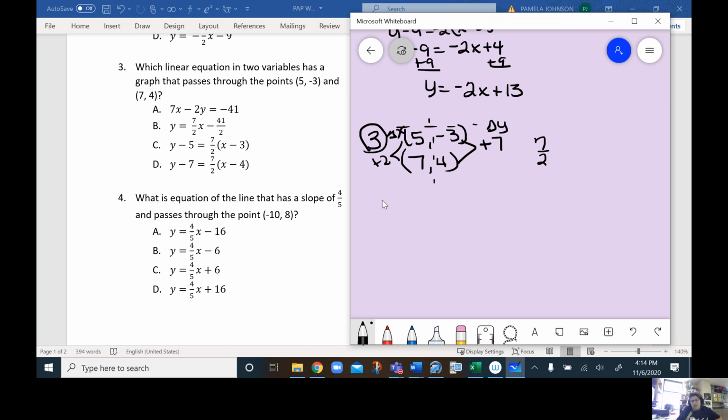Then we're going to put it in point slope form. I'm going to use (7, 4), just because then I don't have to worry about negatives. So y minus 4, this is my x1, y1. y minus 4 equals 7/2 times x minus 7. You notice that knocks out D, because in D the 4 and the 7 are switched. So it's not going to be D.